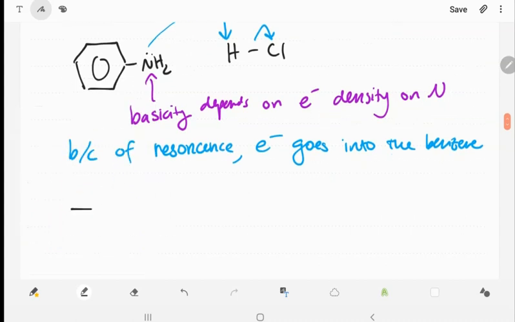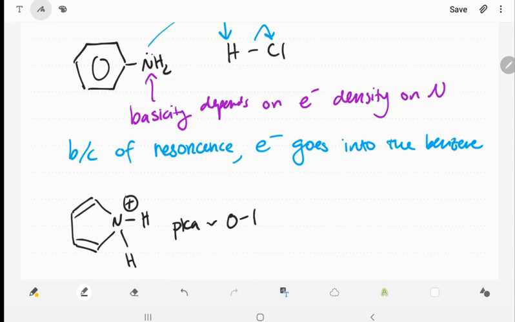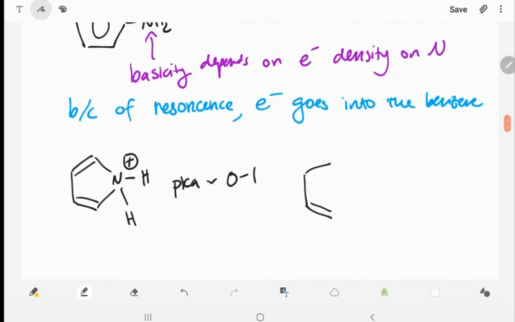Interestingly, we have another one. The pKa of this thing is between 0 and 1. Very, very strongly acidic. Which means that pyrrole, which is what this comes from, is a terrible base. On the order of chloride or something like that.